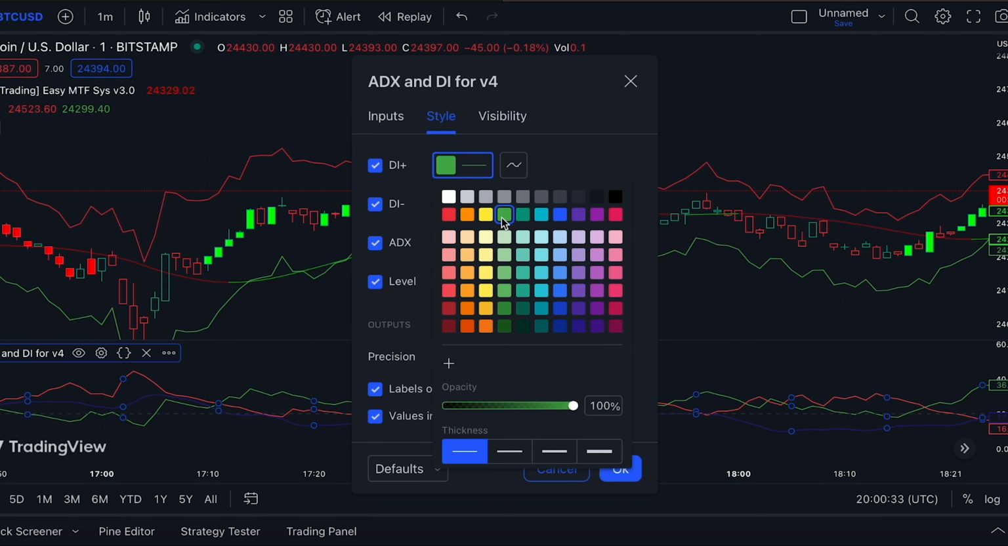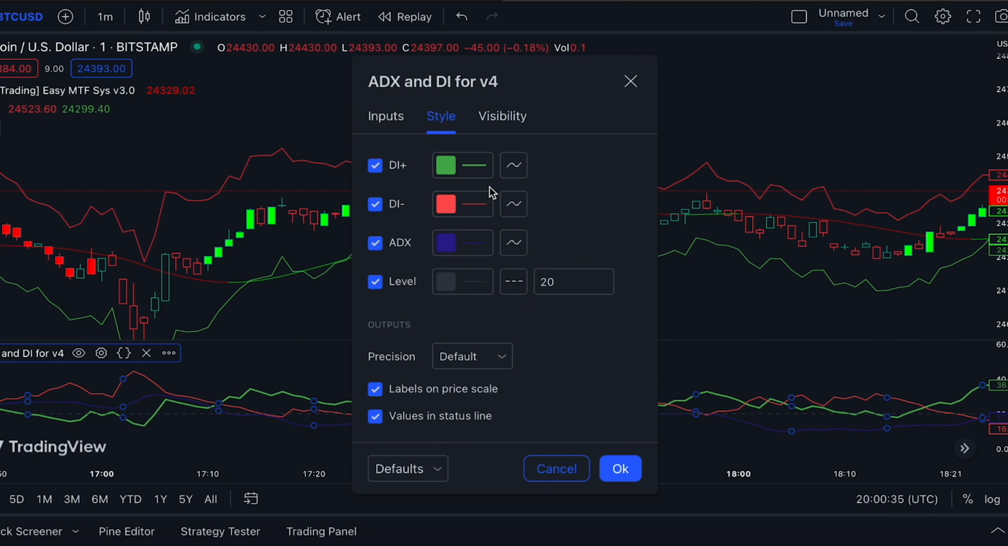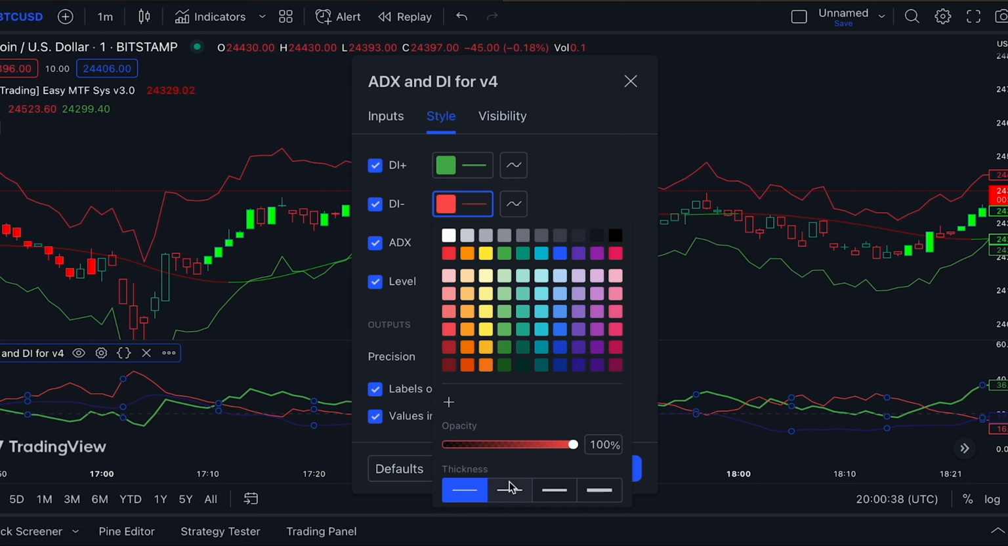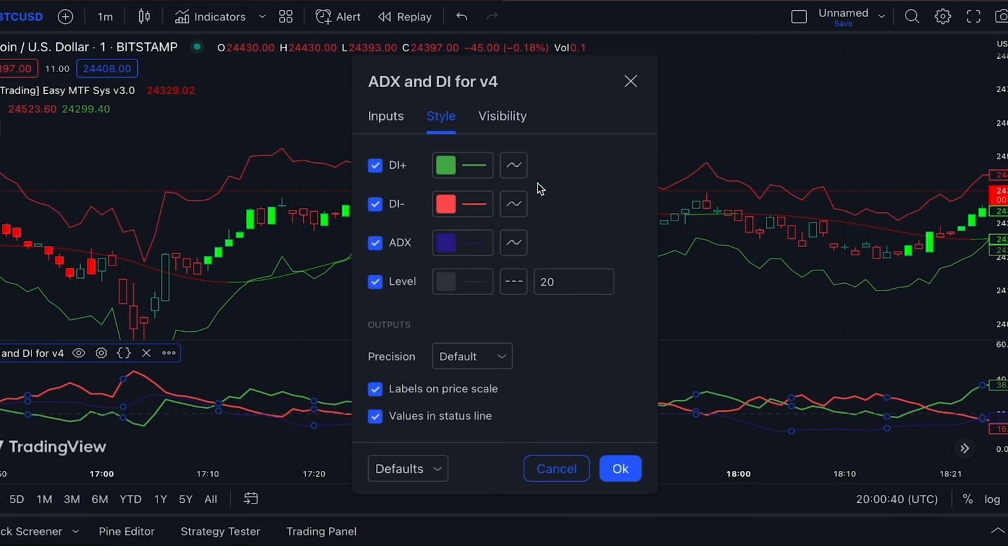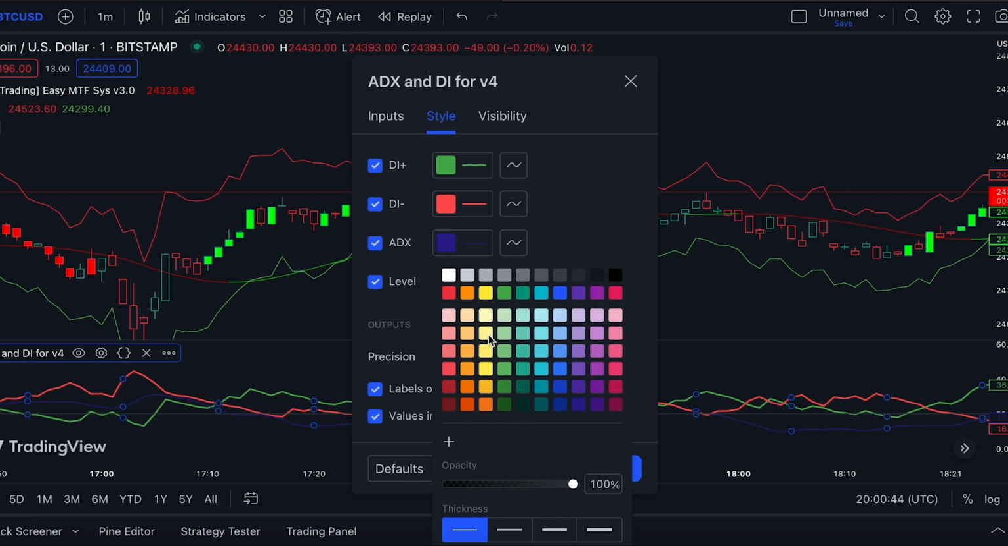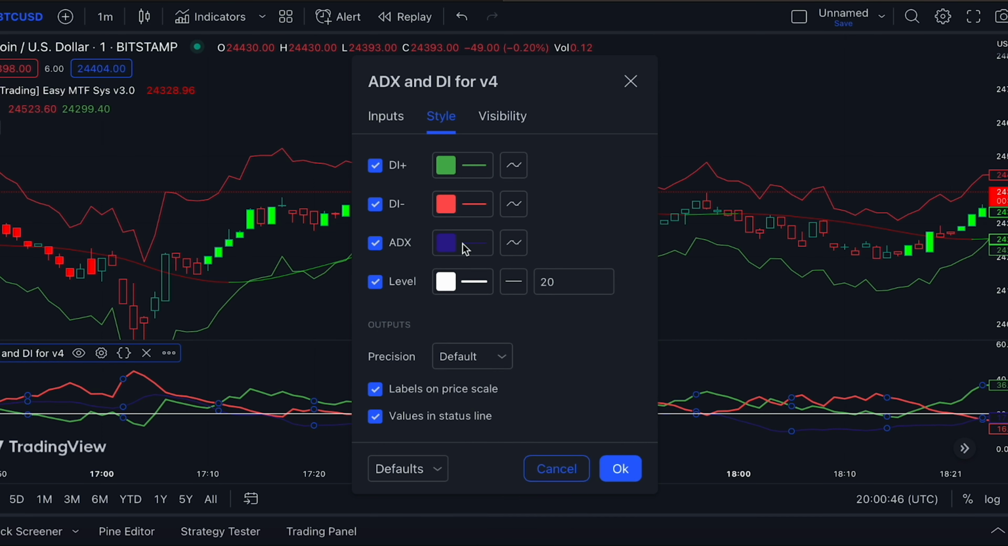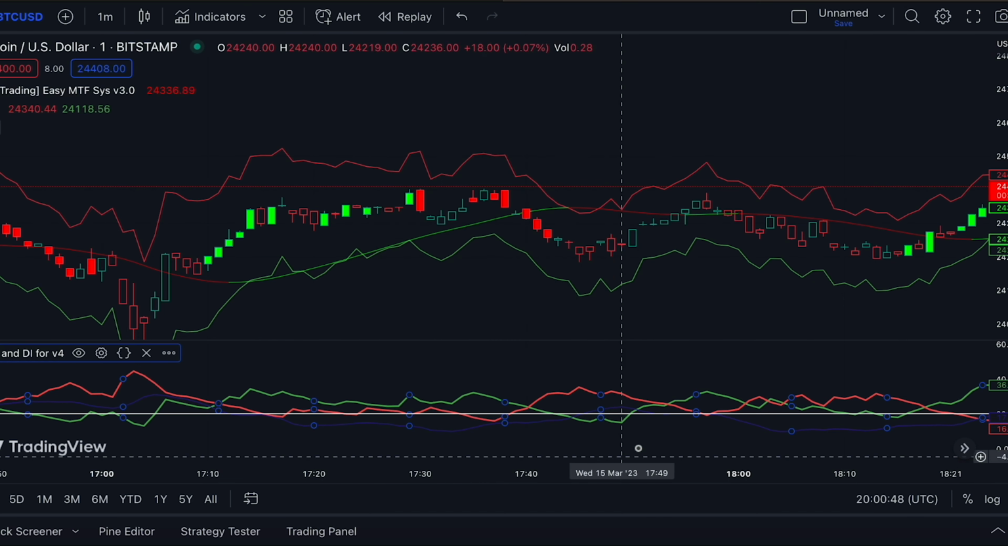Let's go ahead and modify the ADX and DI indicators parameters now. Go to the Style page and uncheck the ADX and 20 level checkboxes there. The DI plus and DI minus lines hues are then changed. Now that all of the indicators have been correctly set up, allow me to demonstrate how to enter a position.